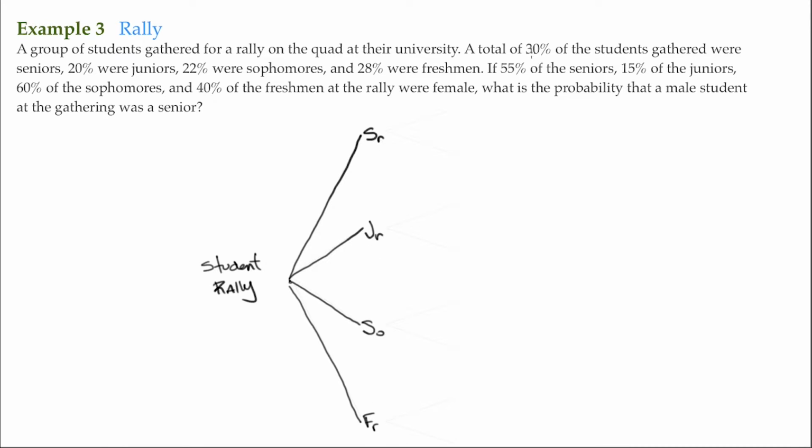And then, of course, we have 30% were seniors. So I'm just going to put in 30% here. 20% were juniors, so I'll put in 20. 22% were sophomores, and 28% were freshmen. And of course, if we add these up, 30%, 20%, 22%, and 28%, that's going to come out to be 100%. That's everybody at the rally.